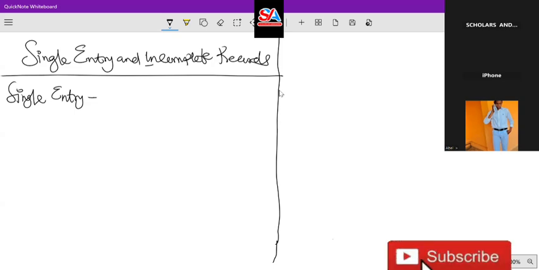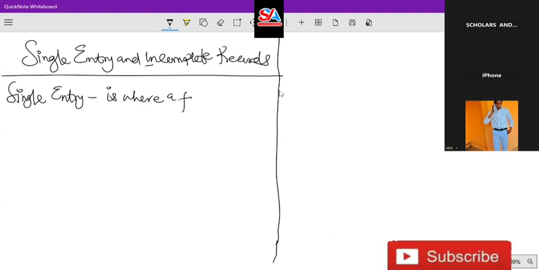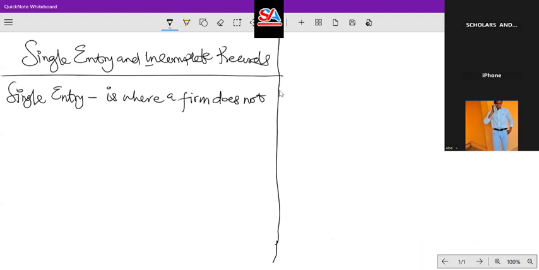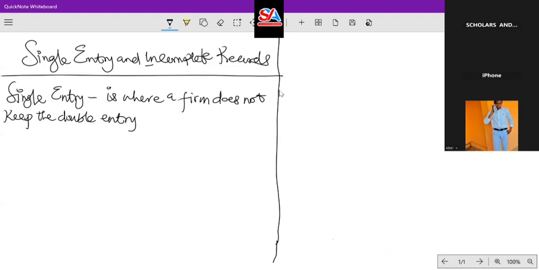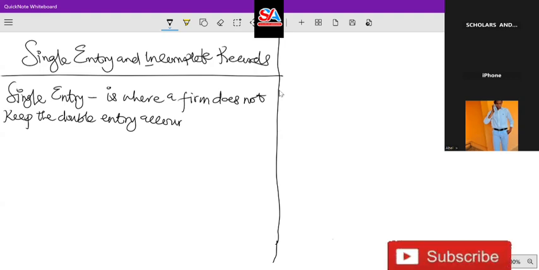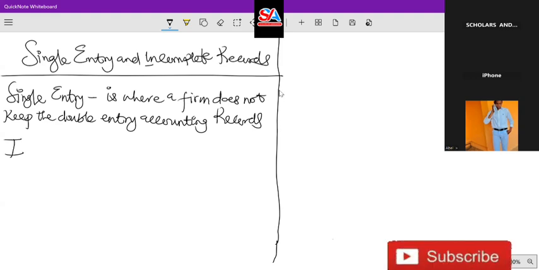Single entry is where a firm does not keep double entry accounting records, right? And then what are incomplete records?